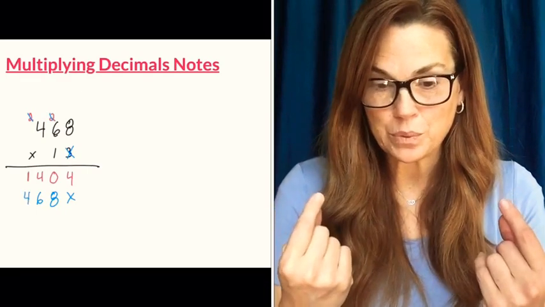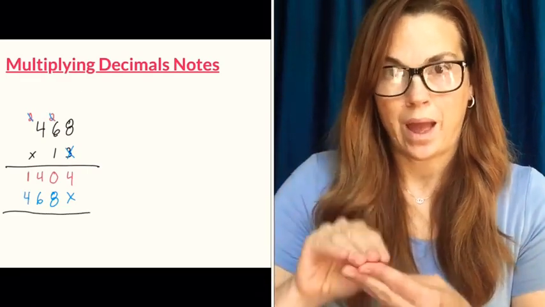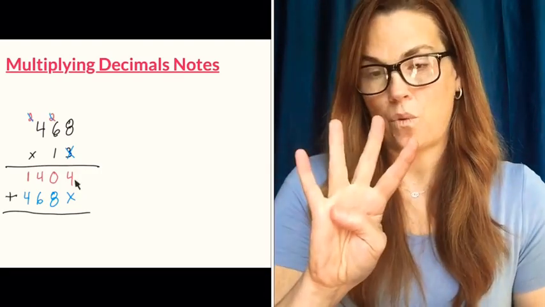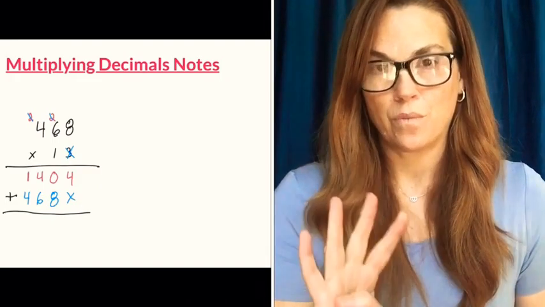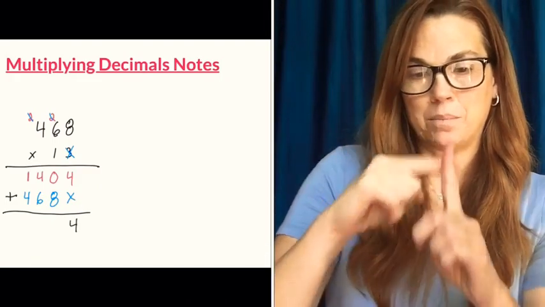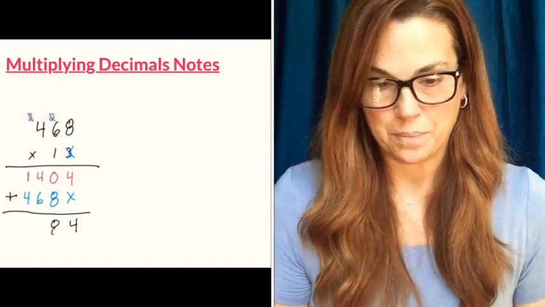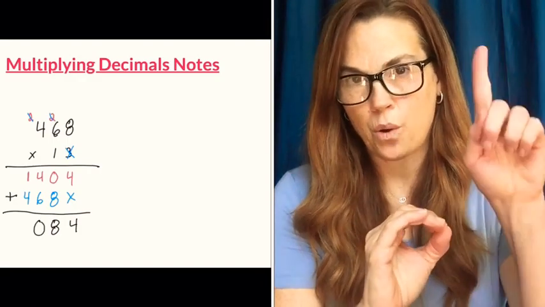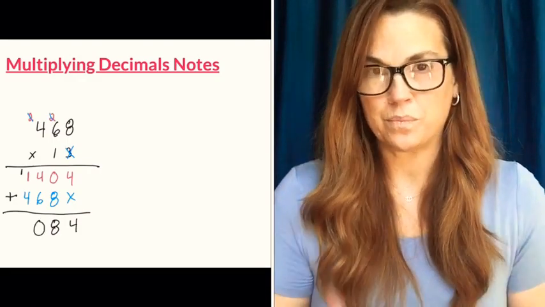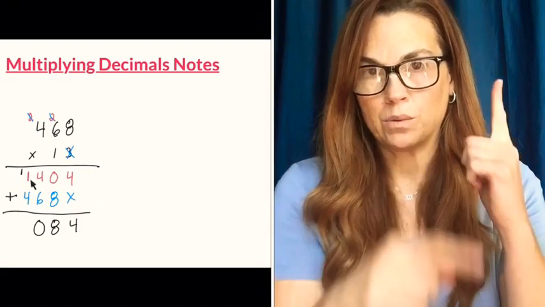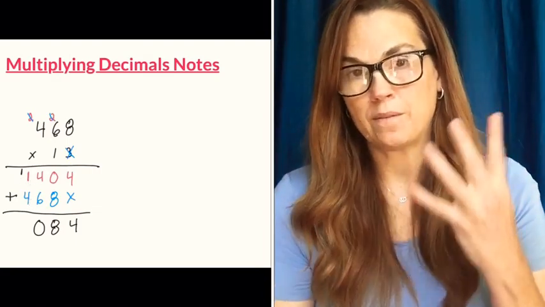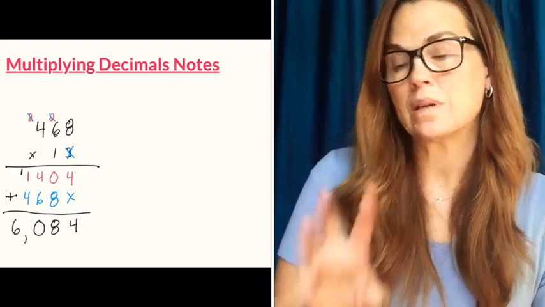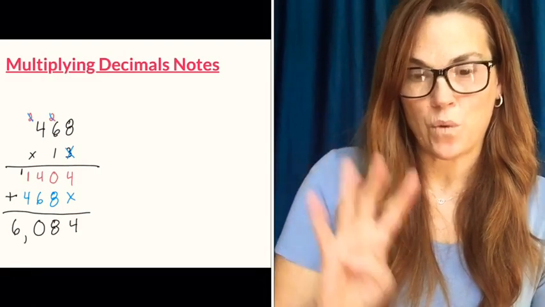So what I need to do with these numbers now is add them. When I add them, I'm going to do 4 plus 0 is 4. And then 8 plus 0 is 8. And then 6 plus 4 is 10. So I'm going to add a 0 down here and carry the 1. Then I need to do 1 plus 1, which is 2, plus 4 is 6. So my final answer for this problem is 6,084.